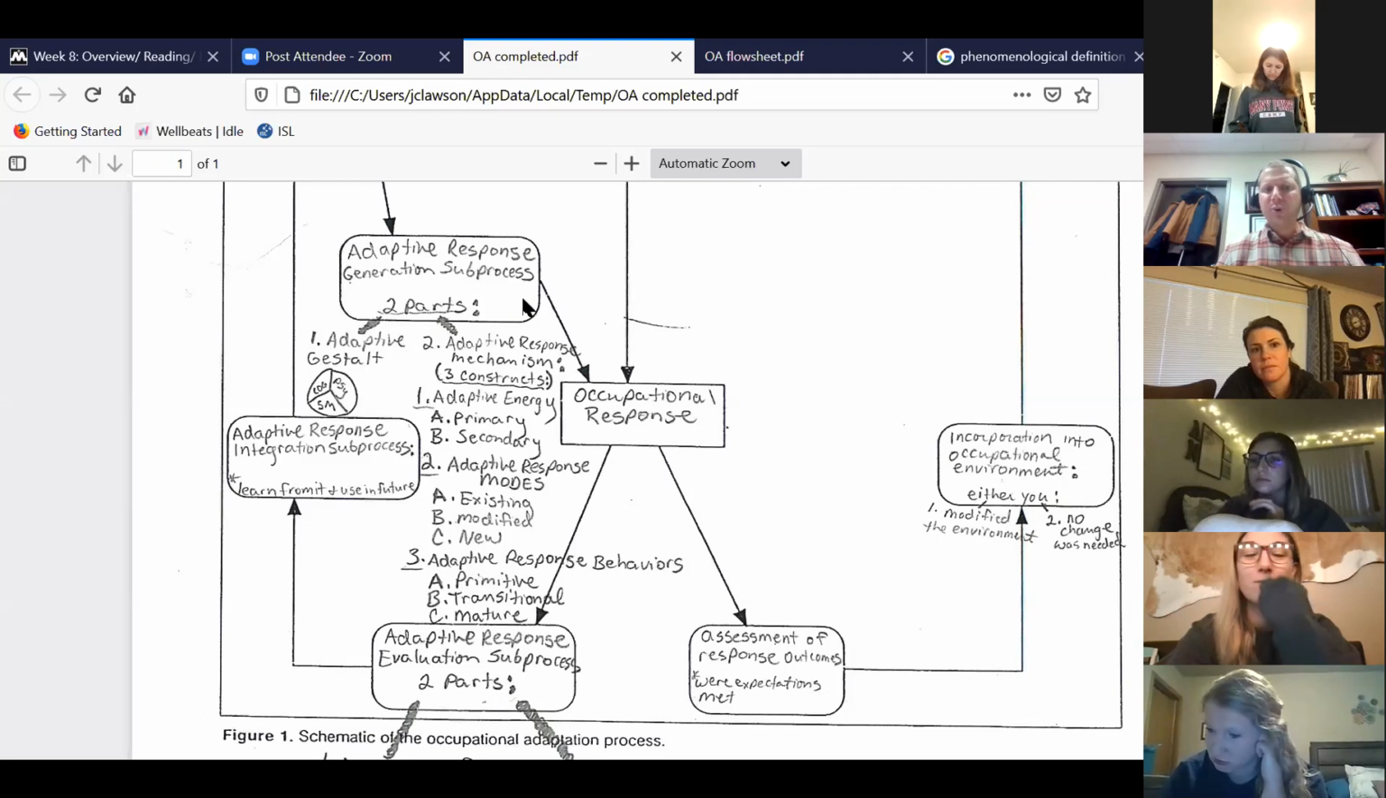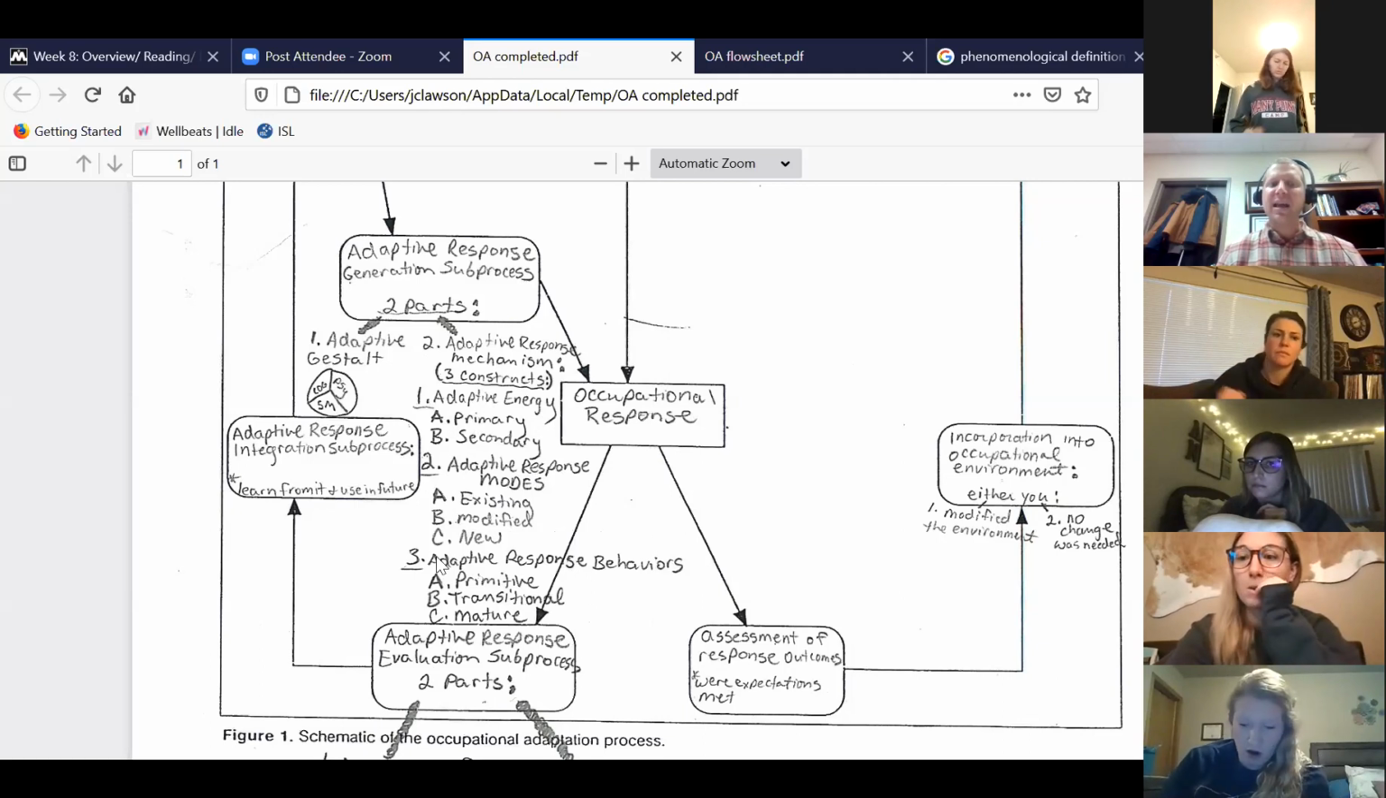Now let's go through the process here, right? With how much adaptive energy is it going to take? Well, if it's a new task, it's probably going to take a lot of energy. We can probably assume that. Where are they at with their adaptive response modes? Okay, where are they at with their adaptive response behaviors? Can we help transition them to a more mature response behavior? Now let's assess it again, or have them assess it again, because this is internal to the patient, okay?